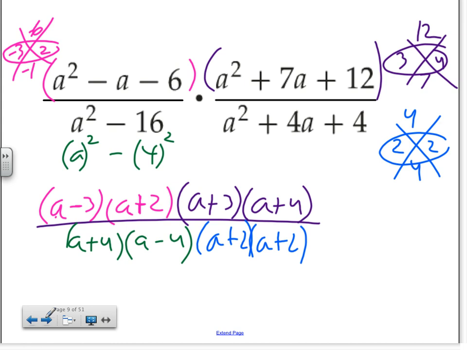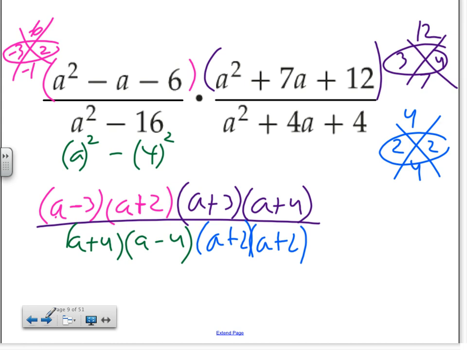Well, it's linked up by multiplication, but what is it that I need to check for now? What do I check for at the bottom? Remember that one? What are those called? Excluded values. Right. You have to check for excluded values because we cannot afford to have any zero in the bottom, right?